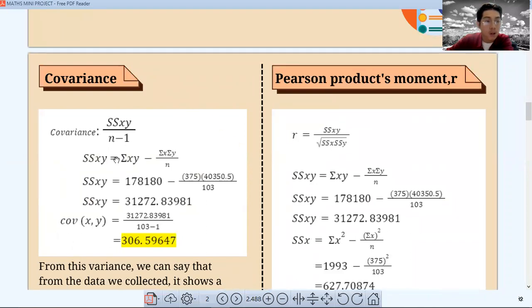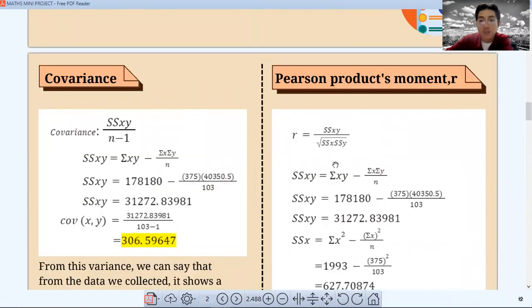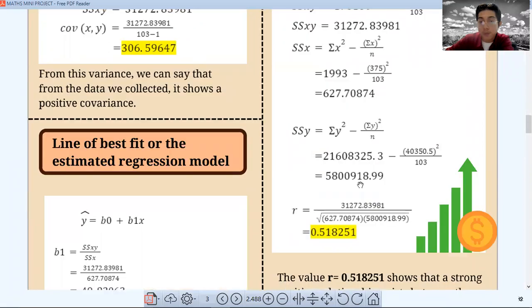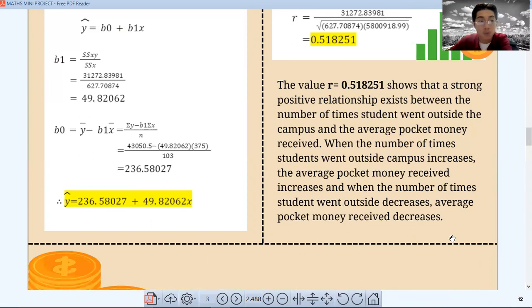On the left here, we have the calculation for the covariance. From this, we could say that the data we collected shows a positive covariance. And then over here, we have the Pearson's product moment R. The value of R is 0.518251, which shows a strong positive relationship between the number of times students go out and the average pocket money received. So when the number of times students went outside of campus increases, the average pocket money would also increase, vice versa.